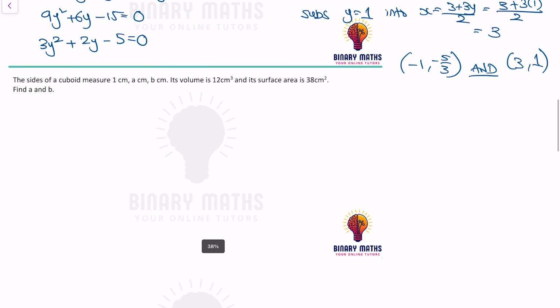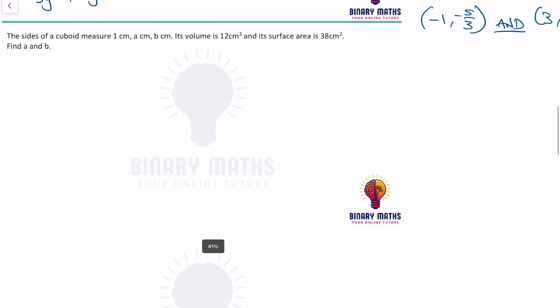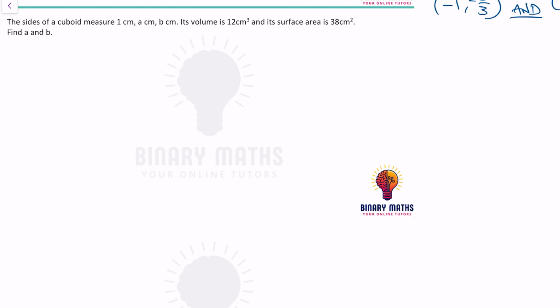Okay, and the next question, if you look at it, it's a worded problem. It says the sides of a cuboid measure 1 centimeter, A centimeters and B centimeters. Its volume is 12 centimeters cubed and its surface area is 38 centimeters squared. Find A and B. So if I draw out the cuboid roughly, then one side is equal to A centimeters, B centimeters here, 1 centimeter there.